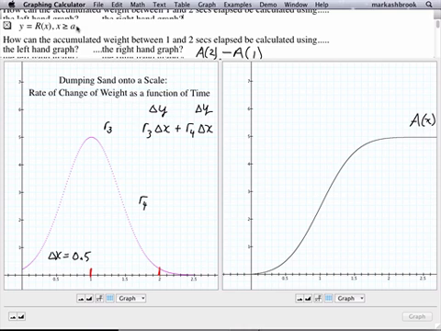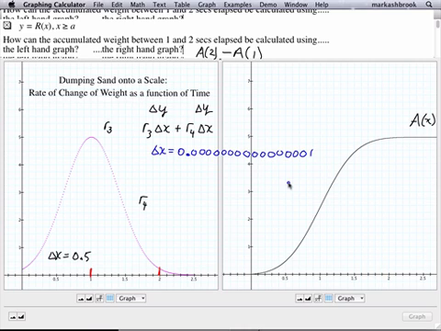Okay, how about if delta x is this? It's a little easier now. So I want you to write it out. Write out what for delta x of this. Someone can do it. So if you think you can do it, write out the accumulated weight from 1 to 2 if delta x is this.